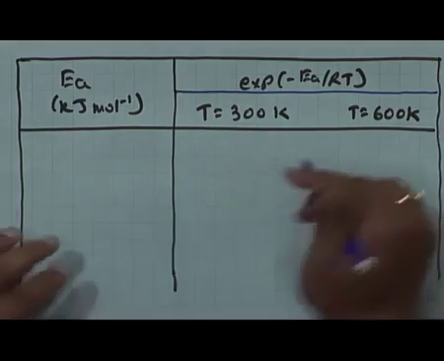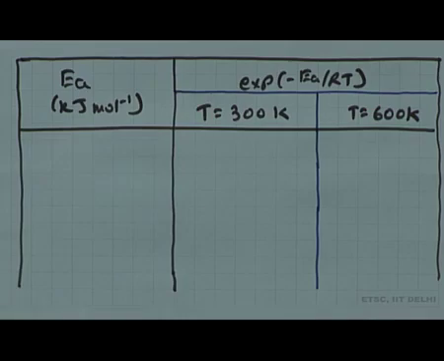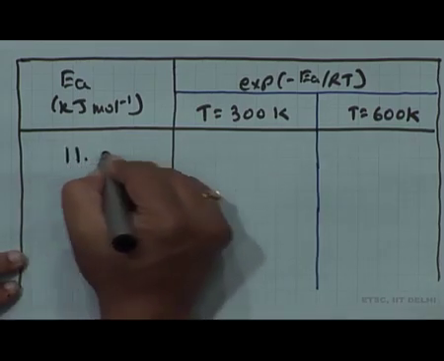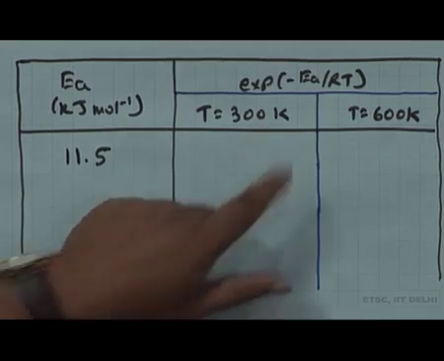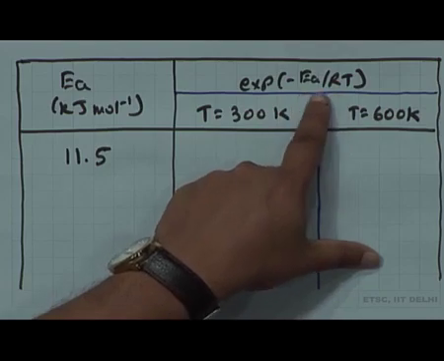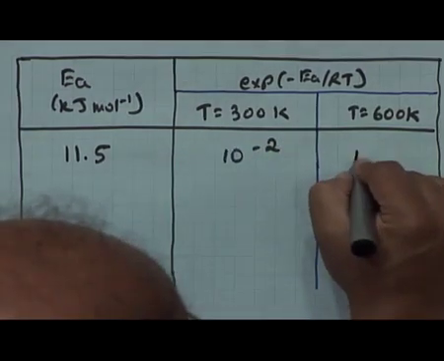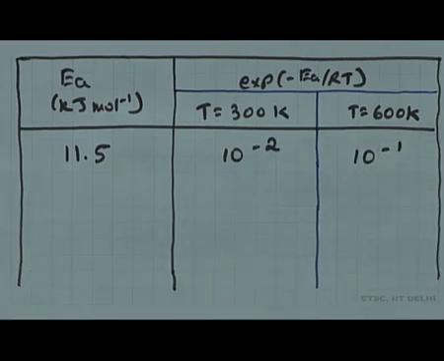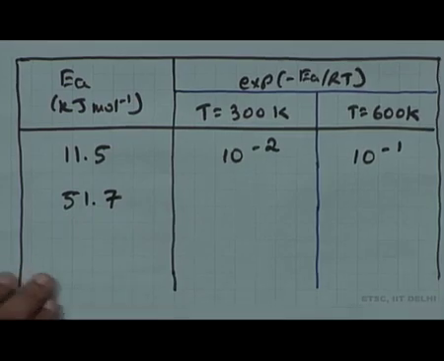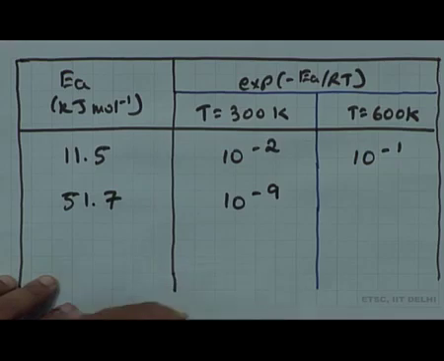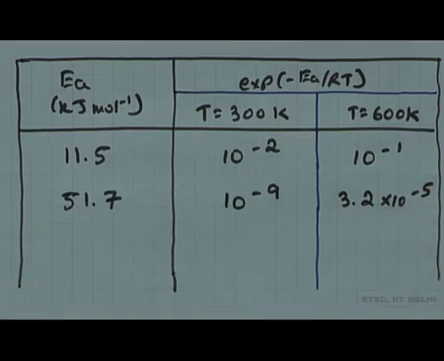So what you are doing here is having different activation energies, which I will put in right now. I will put in 3 values. One activation energy is 11.5 kilojoule per mole. Once you know this activation energy and this temperature, I can easily calculate exponential minus EA over RT. That is 10 to the power minus 2 at 300 Kelvin. When I go to 600 Kelvin, it becomes 10 to the power minus 1. Let us take another EA, 51.7. Here it is 10 to the power minus 9 and here it is 3.2 times 10 to the power minus 5.